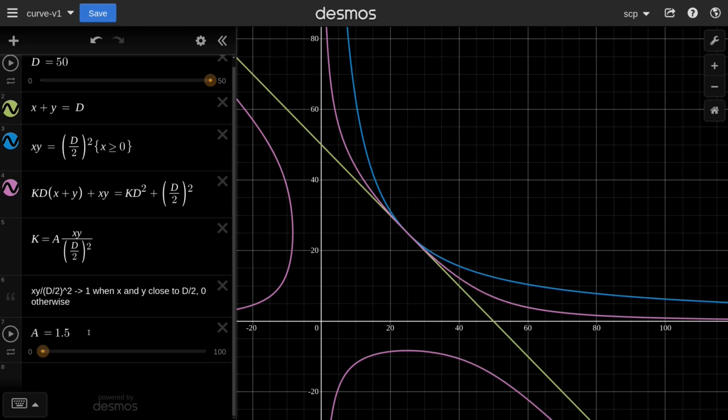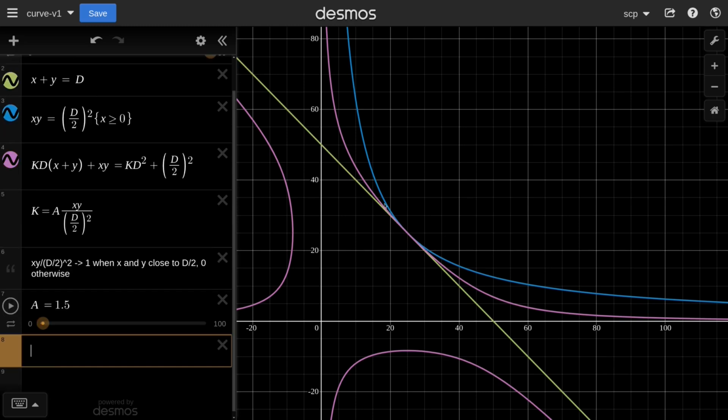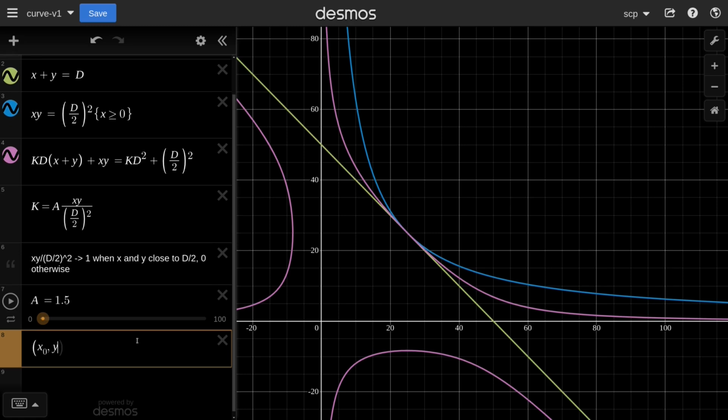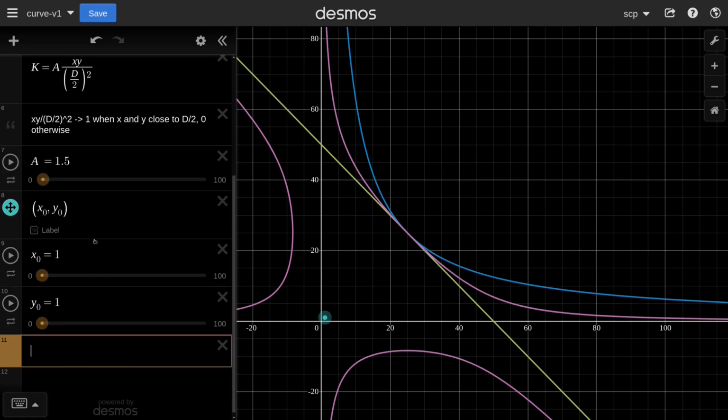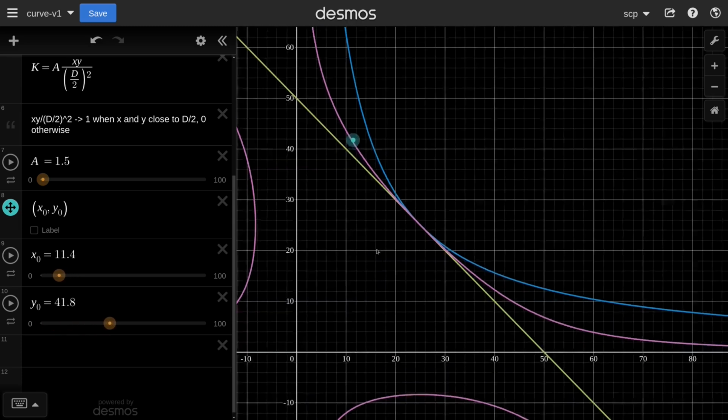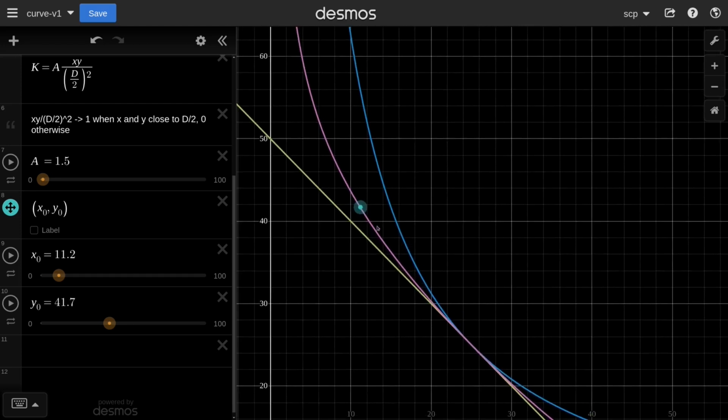Now, let me explain how the A parameter will affect the parameter D. So let's say that we have some token balance, x0 and y0. The point x0 and y0 has to be a point on this pink curve. So I'll move this point so that it will be somewhere on this pink curve. Okay, and then I'm going to zoom in. So let's say that the current token balance in this Curve V1 AMM is over here.